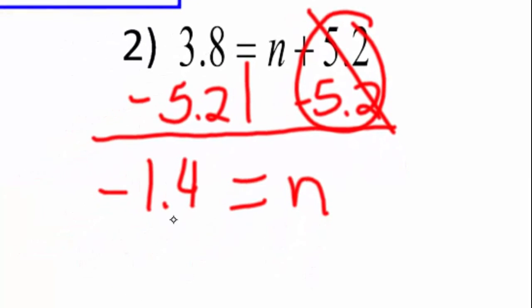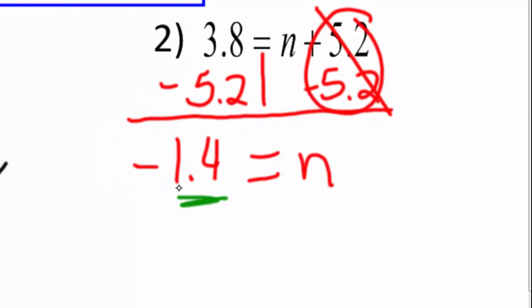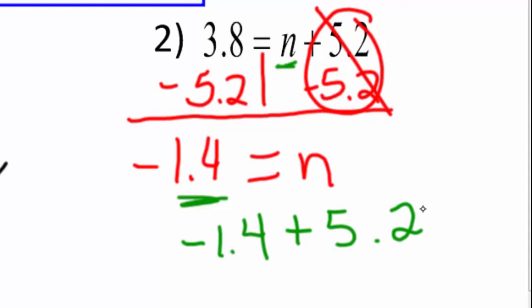To check my work, I'm going to substitute my answer that I got for n, negative 1.4, for n in the original equation. So negative 1.4 plus 5.2. When I add those two together, I get a positive 3.8. So this one checks out.